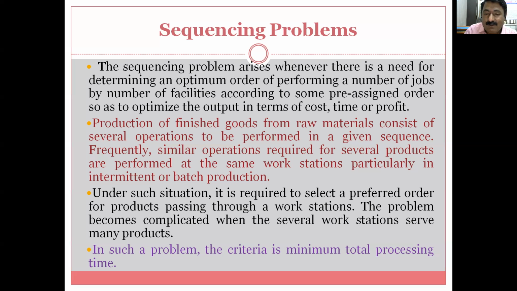Let us assume that 10 operations are there. Again, a sequence is there, that is, which operation is performed first, second, third, fourth, fifth, like this. And similar operations are required to be performed on the same workstation. If you have loaded the job on a lathe machine, then it is required that you go for some turning, then facing, then some drilling, reaming, and knurling, and if required, threading also. So 6 operations are performed on one workstation, in intermittent and batch production.